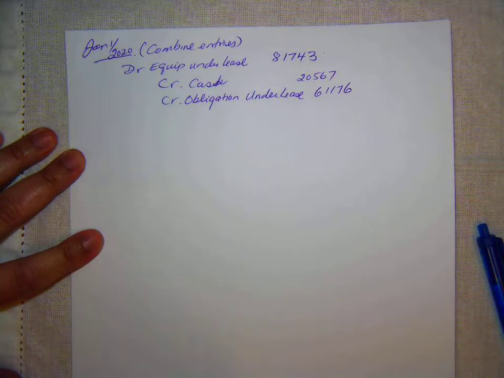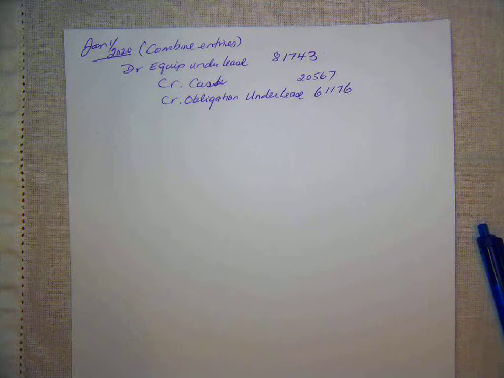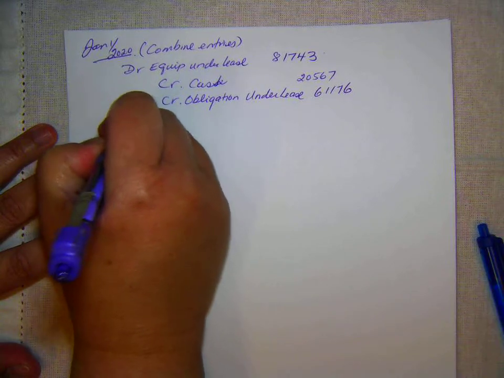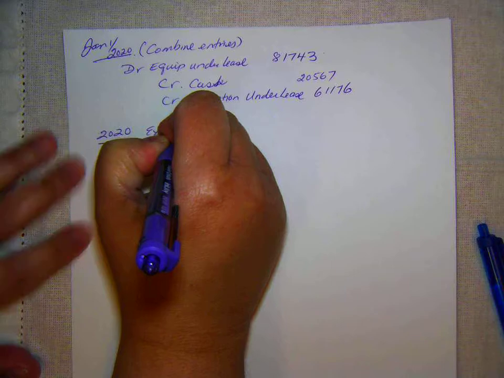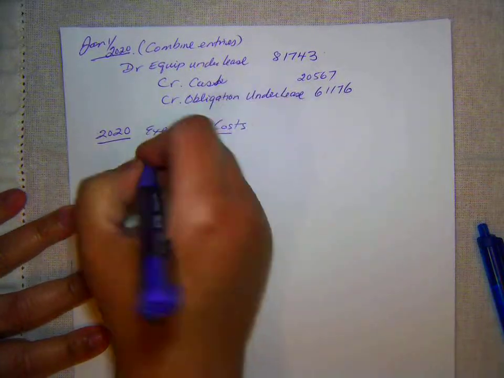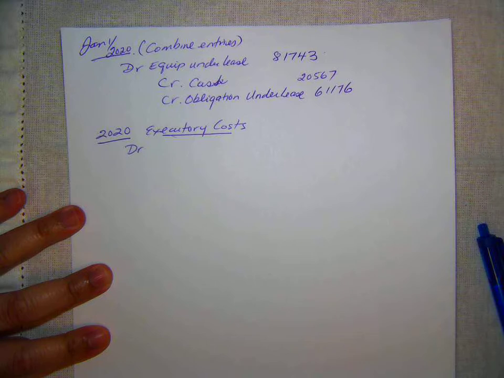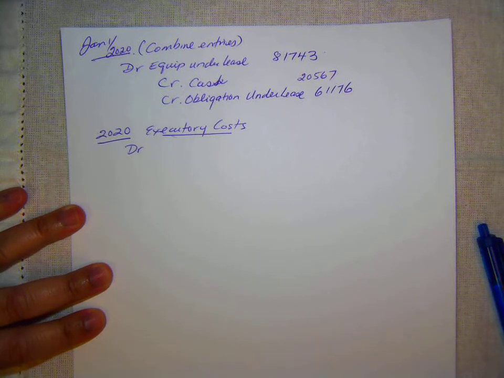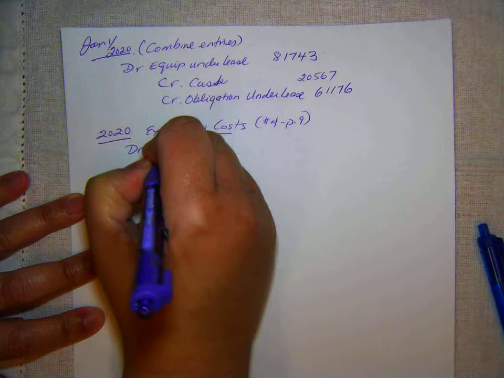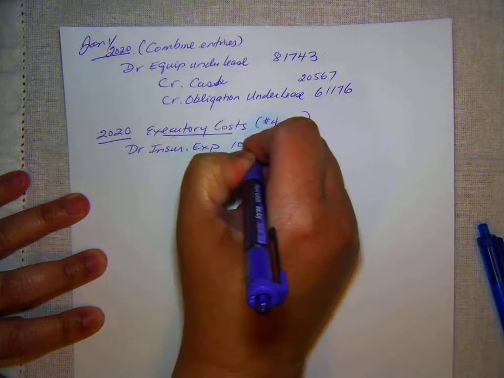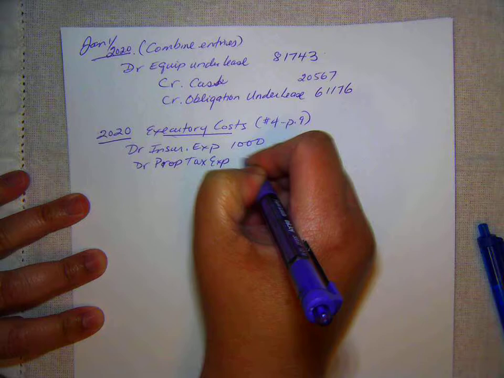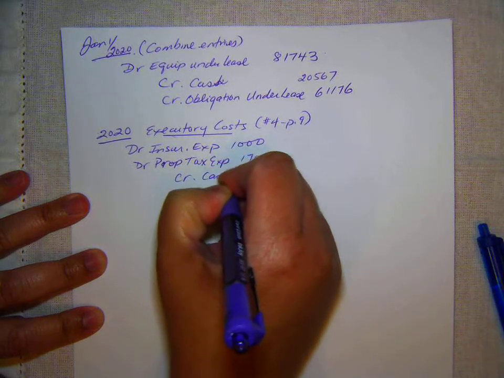Okay, now it said that Crane is responsible for paying the executory costs. So we're going to record those sometime in 2020. The executory costs. So if you look back on page 9, they talk about that in number 4. So number 4, page 9. So we're going to debit insurance expense for 1,000, debit property tax expense for 1,700, and credit cash for 2,700.